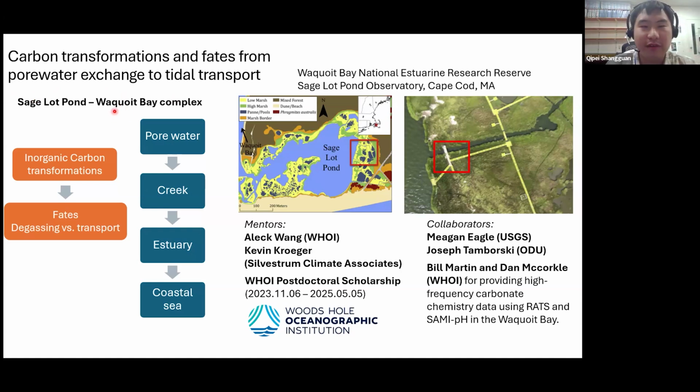If we think about the aquatic continuum and break it down, we can have 4 different components representing 4 different biogeochemical settings: from pore water, creek, estuary, and all the way to the coastal sea. I'm going to show that if dissolved inorganic carbon, DIC, which is my focus today, is exported from pore water to creek, some processes that transform the DIC change the speciation between CO2 and carbonate alkalinity. Then once DIC leaves the creek, what's going to happen? Does it stay in the aquatic pathway or return to the atmosphere? So that's the fate determination, degassing versus transport.